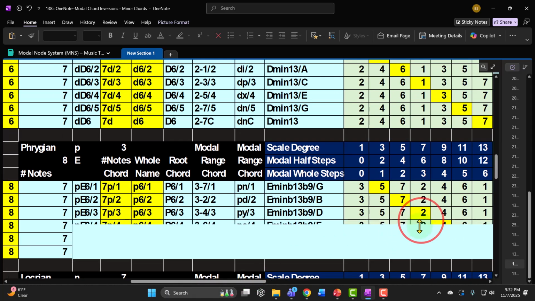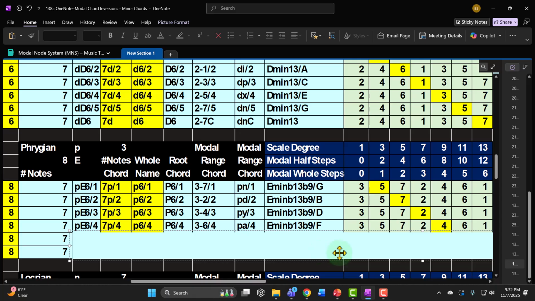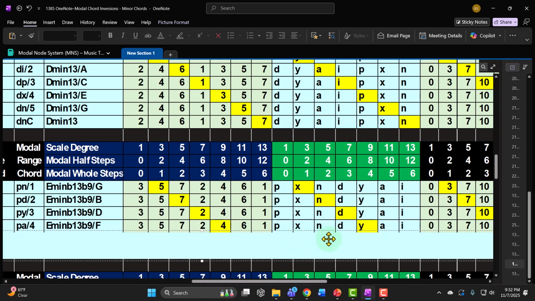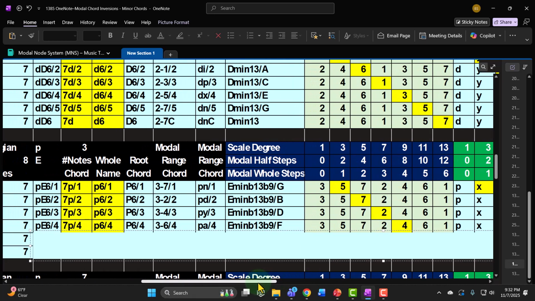So then we have the next one, which will be the fourth inversion. It's going to be an E minor flat 13 flat 9/F, because the fourth note up is the Lydian node, and in the collection of notes around the key of C, that happens to be an F. But it would better be called a 7p/4 or p6/4, which would be a 7-note Phrygian fourth inversion or a Phrygian 6-modal whole step fourth inversion, meaning going 4 notes up from the Phrygian, which lands me on the Lydian, that being the lowest note or point of inversion.